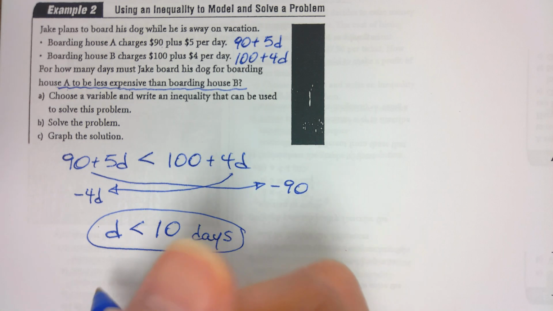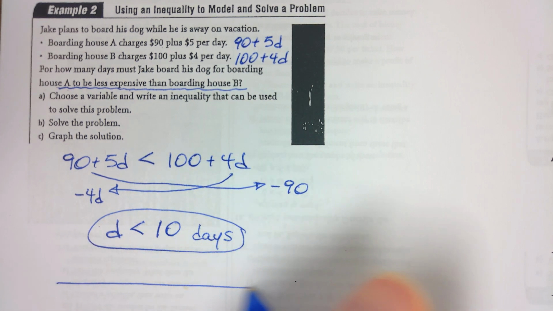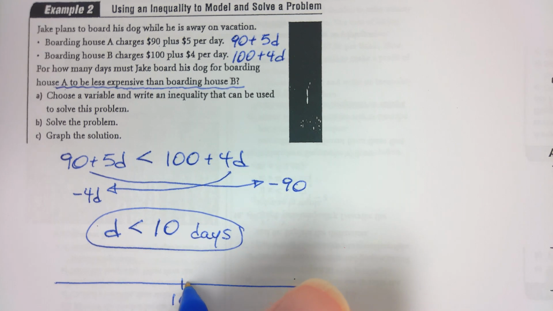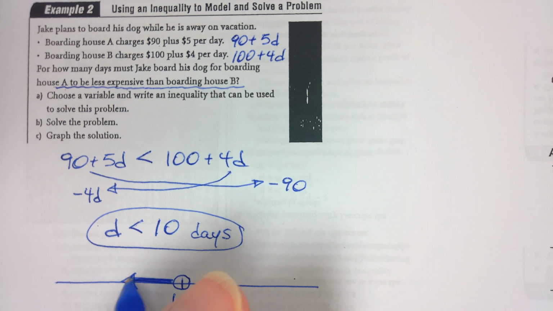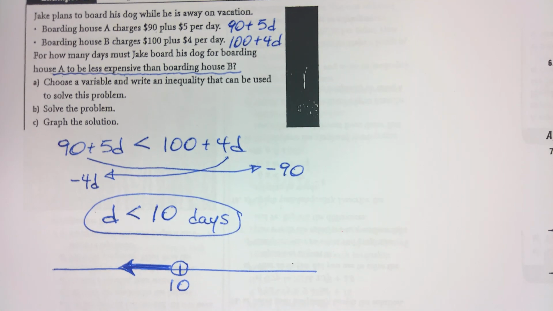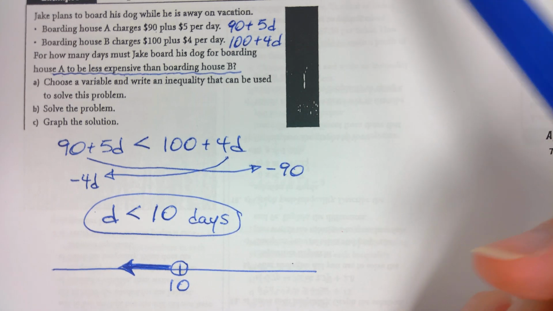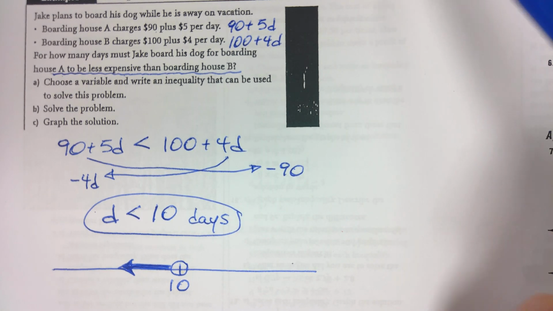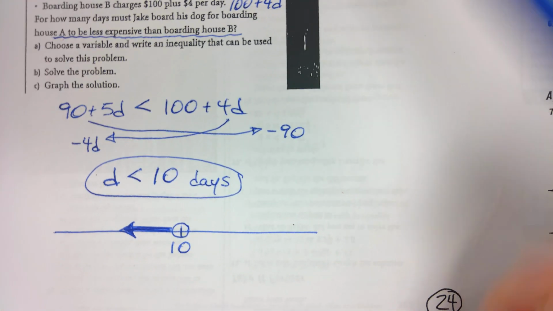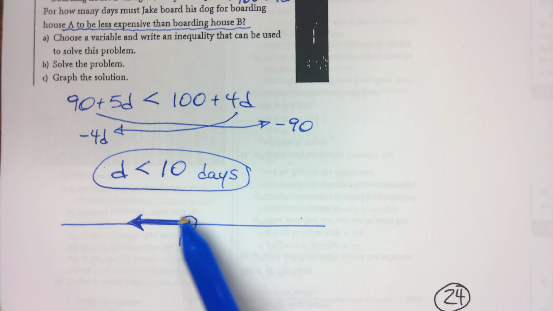Okay. Graph the inequality. So again, just a number line with a 10. Since it's less than, I have an open circle with the arrow pointing left. Again, less than, left. And that's all it is. Remember the difference. If it's less than or equal to or greater than or equal to, it's a solid dot. And if it's just less than or greater than, it's open.